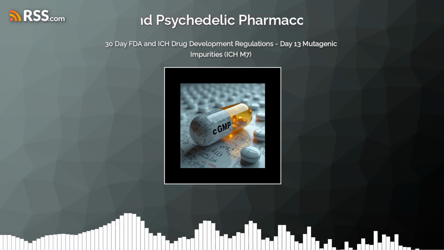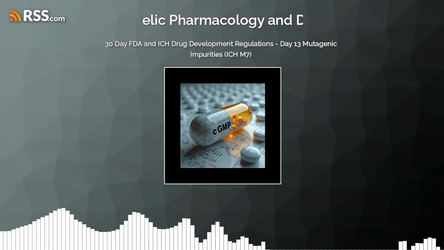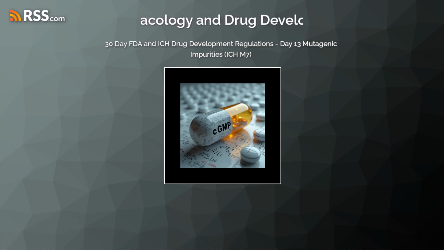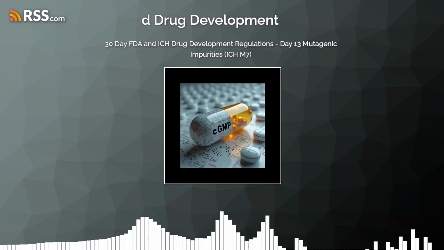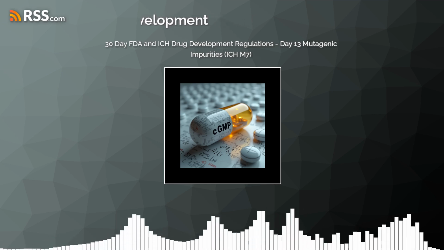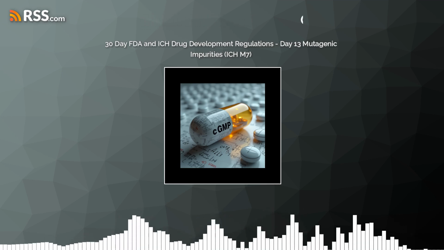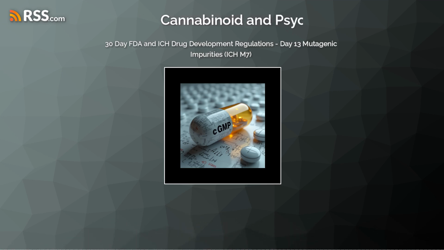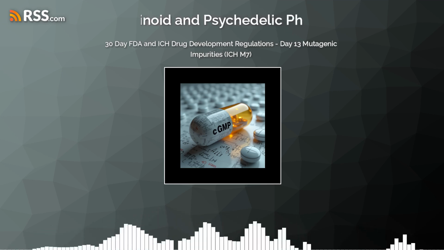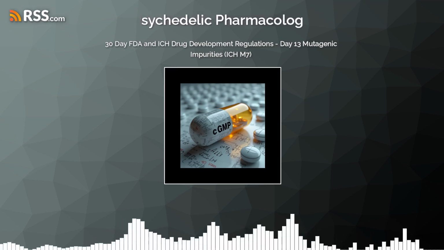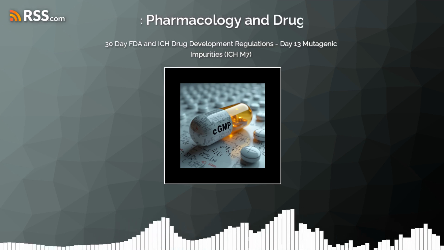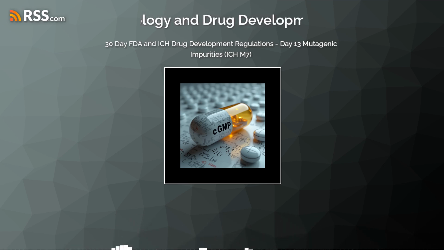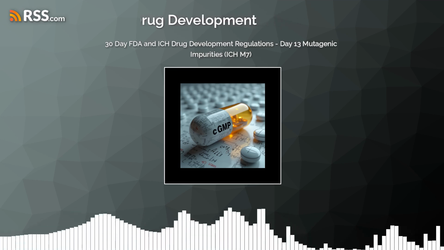Okay, so what happens once they flag these potential mutagenic impurities? What's next? Well, then they need to figure out how much of that impurity is actually acceptable. That's where the concept of acceptable daily intake, or ADI, comes in. Okay. And this is the amount of a substance that a person can be exposed to every day over a lifetime without any noticeable risk. Okay, so it's like setting a safety threshold.